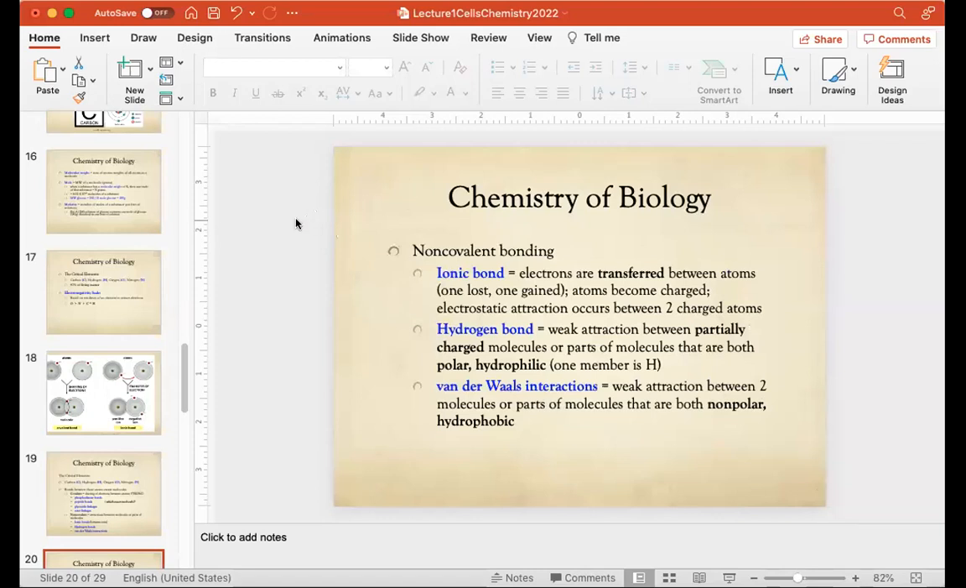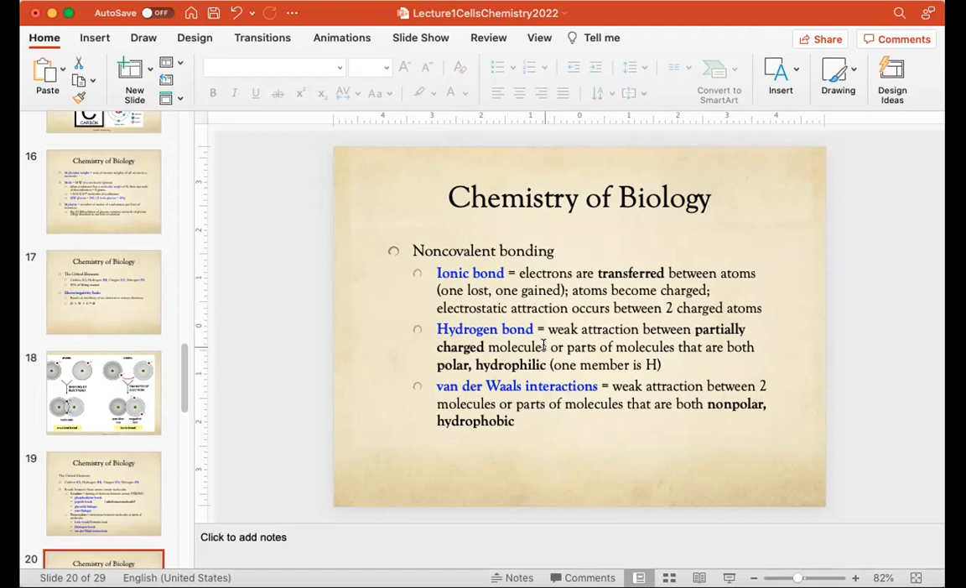So covalent bonds and non-covalent bonds. And there are three kinds of non-covalent bonds that we need to be familiar with: ionic, hydrogen, and van der Waals. An ionic bond we've already talked about. An electron gets transferred from one atom to another, creating two charged atoms that are bound together. Hydrogen bonds, again weak attractions, are going to form between what are called partially charged molecules. I'm going to talk about that in a minute.